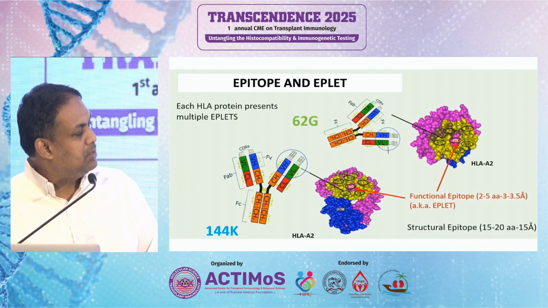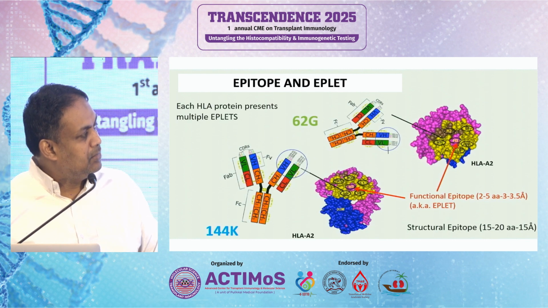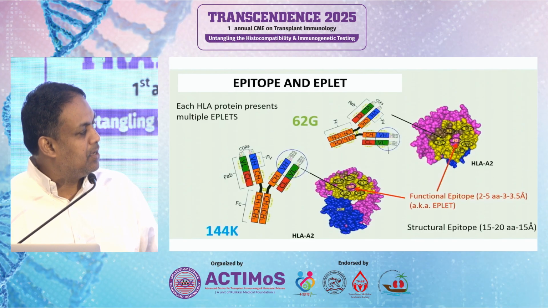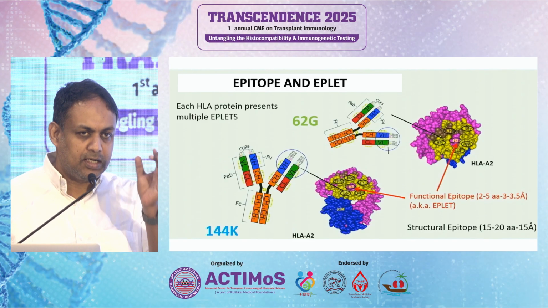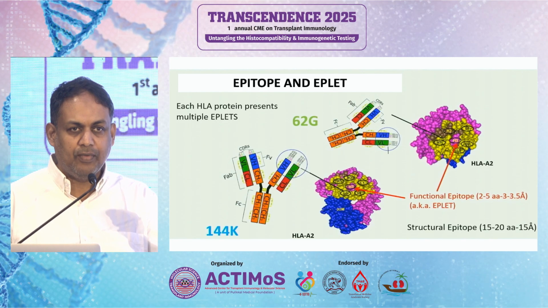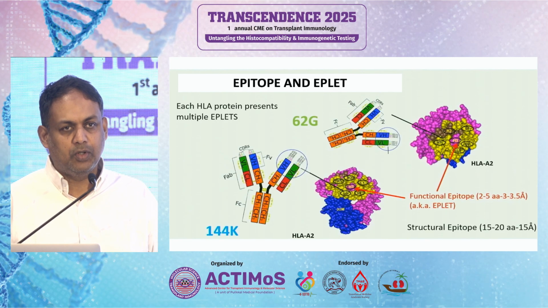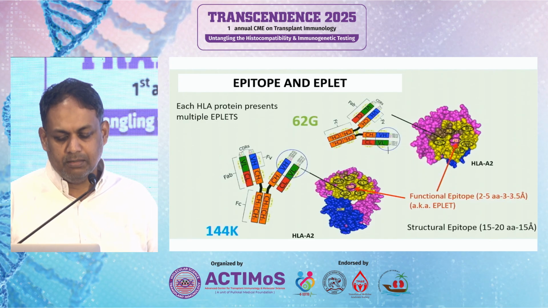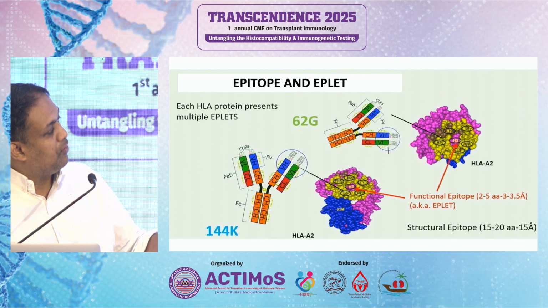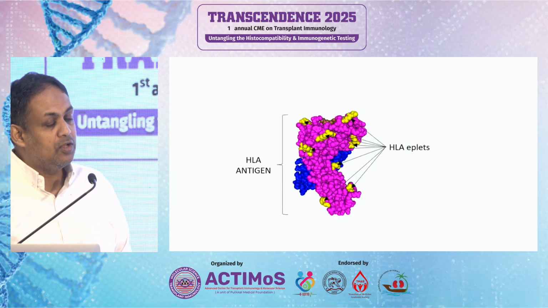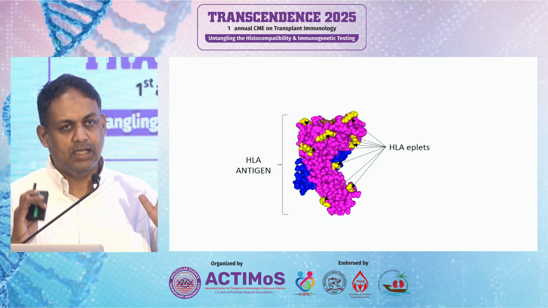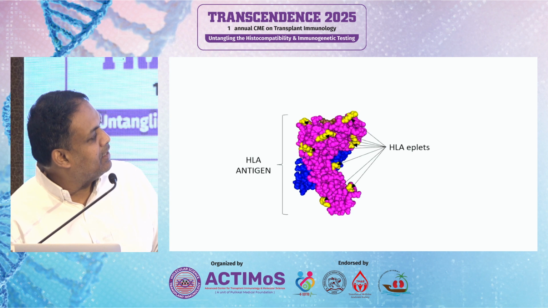But just like Siddharth discussed in the morning, the whole epitope area is called the structural epitope, where inside the structural epitope we have these hot spots of activity, which we call the functional epitope or the eplet. So many times we can see the eplet and the epitope being mentioned, and this is how the geography lies. So at the end of the day, when an organ comes, an antigen comes, what the immune system sees is a mix of certain scattered eplets or functional epitopes.